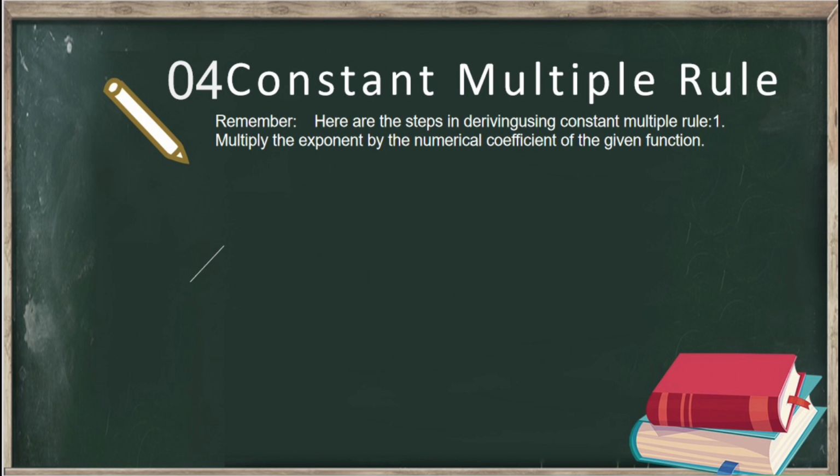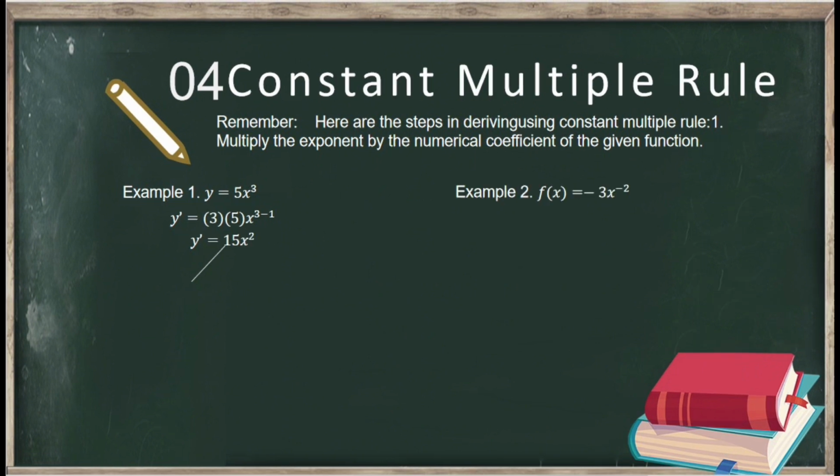1. Multiply the exponent by the numerical coefficient of the given function. For example, number 1, we have y is equal to 5x cubed. Ingon ana, 3 ang exponent. Then, you copy the base. Subtract na pod ta og 1. Dayon, simplify. 3 times 5, we have 15. Then, copy x. 3 minus 1, we have 2. So, 15x squared.